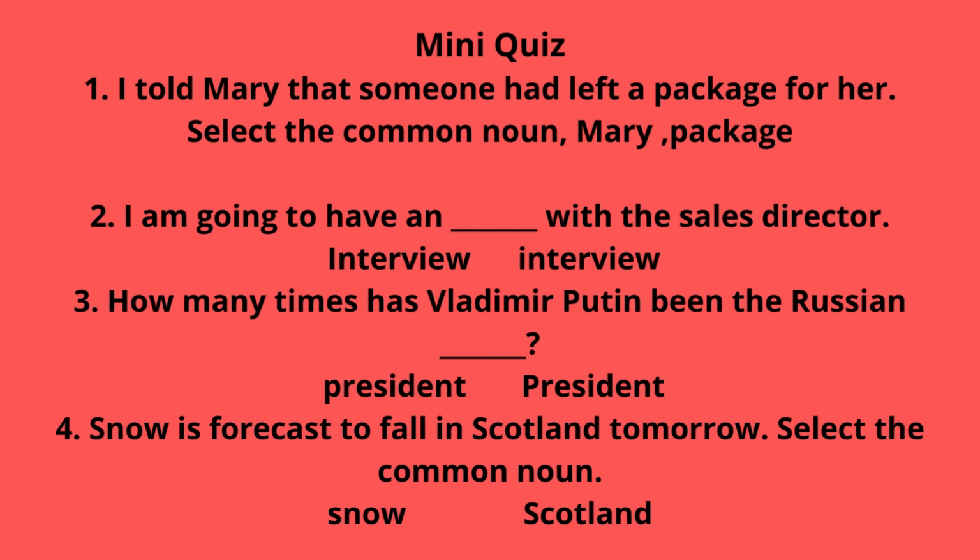Now, snow is forecast to fall in Scotland tomorrow. Select the common noun. Now which is the common noun in this sentence? So here snow is the common noun because there are two options, snow and Scotland. Scotland is a proper noun while snow is a common noun.